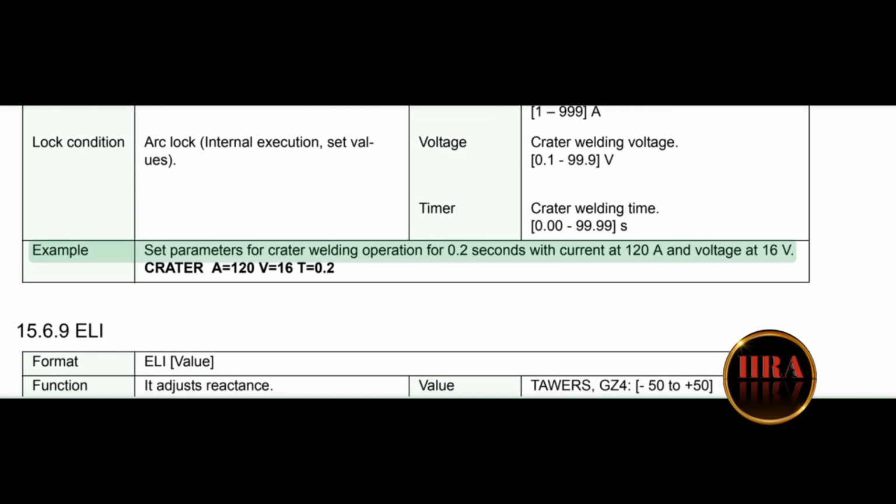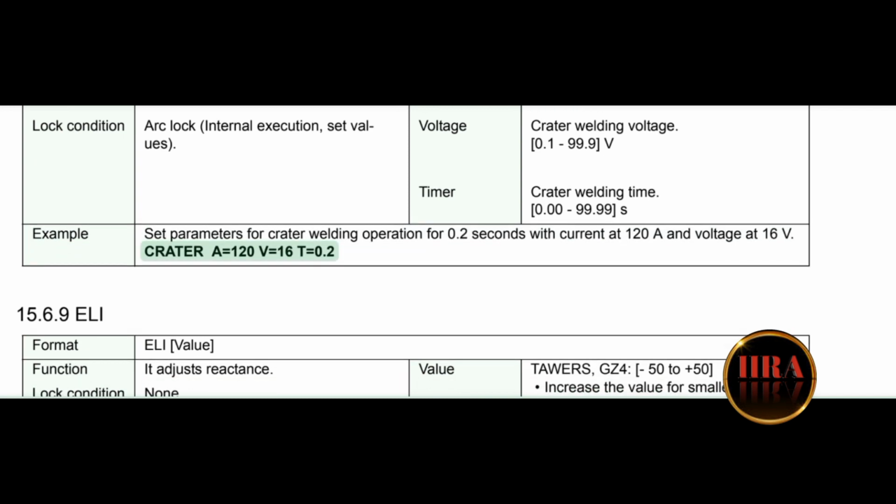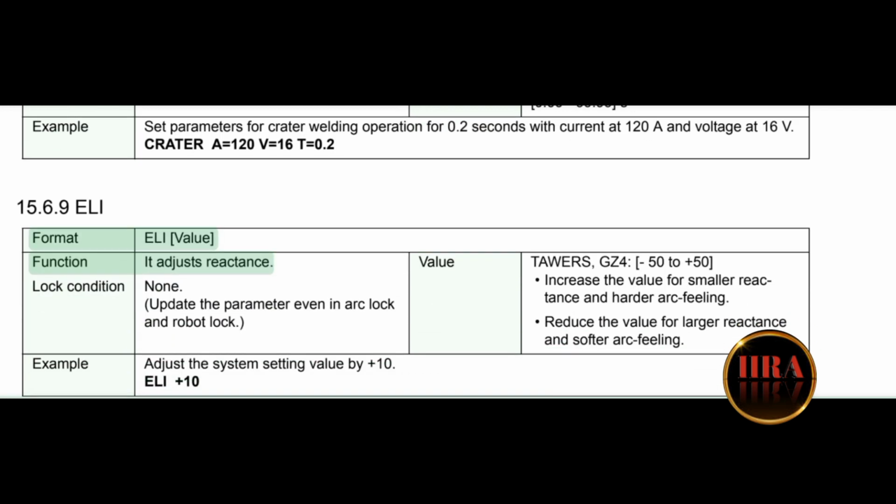Example: set parameters for crater welding operation for 0.2 seconds with current at 120 A and voltage at 16 volts. CRATER A equals 120 VOLT equals 16 T equals 0.2. Format: ELI value.